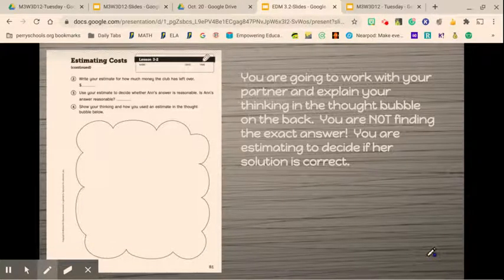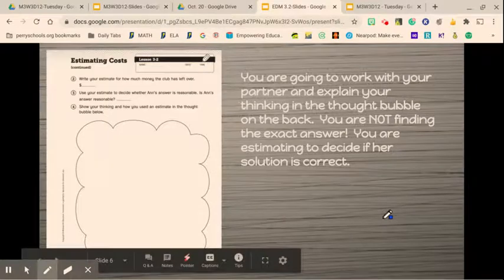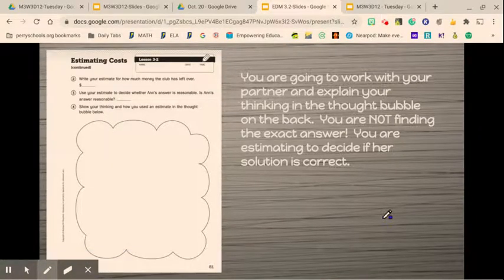When we get into our groups, we will go over this together. I do want to say something. You are not finding the exact answer. I don't want to know the exact answer. I want to know the estimate to decide if her solution is reasonable or correct. Do not give me the exact answer.